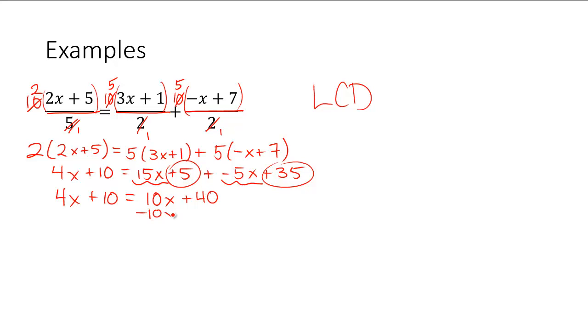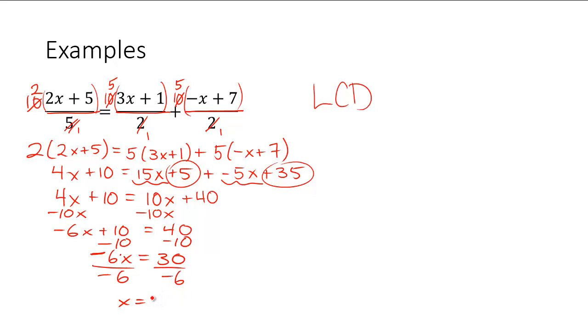Now we can get the x's to the same side. Let's subtract the 10x. You could subtract the 4x as well. You should result in the exact same thing. 4 minus 10 gives us negative 6x plus 10 equals 40. Subtract the 10. We've got negative 6x equals 30. Now, because we've done it so that the coefficient is a negative there, remember, don't forget the negative. Divide by negative 6. You've got x equals negative 5. You can try that out and put it in.